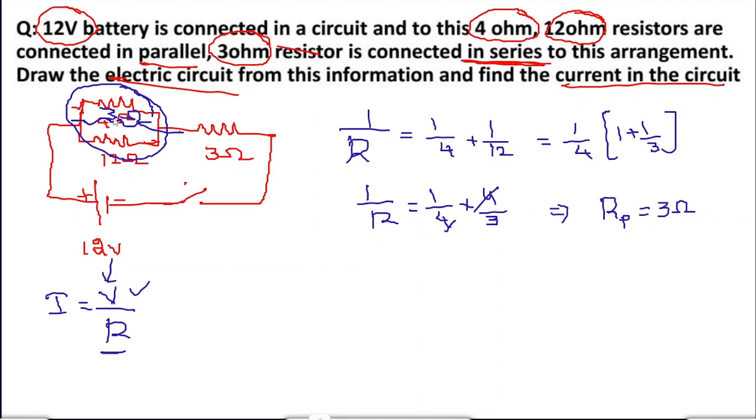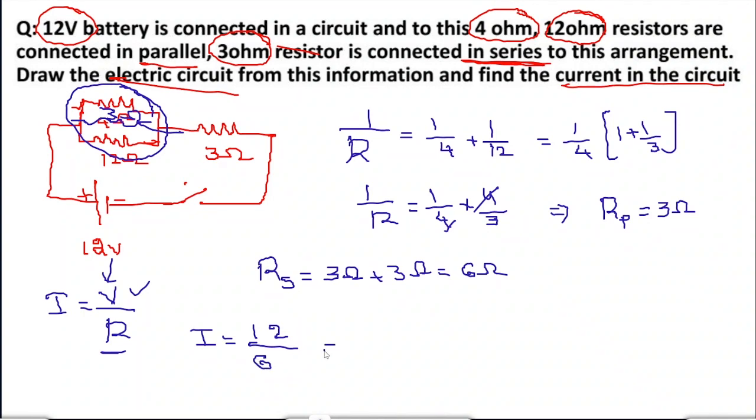Now this 3 ohms and the other 3 ohms resistor are in series, right? So in series, the resultant resistance is 3 ohms plus 3 ohms, that is nothing but 6 ohms. Now you can substitute that 6 ohms here. So I is equal to V, what is V? 12 volts, by what is R? R is nothing but 6, right? So it is nothing but 2 amperes. So this is the value.